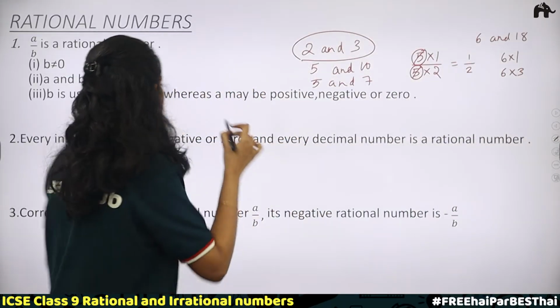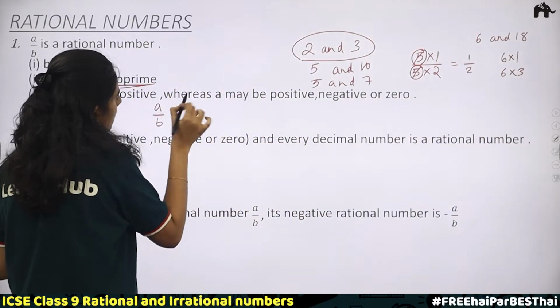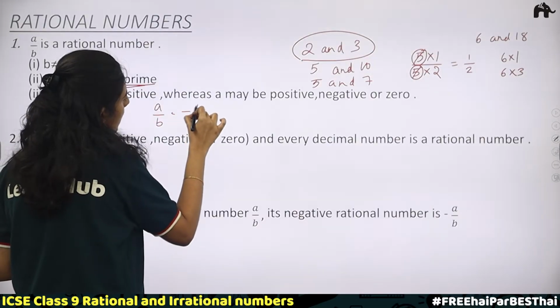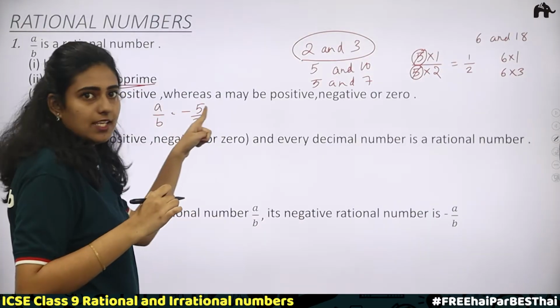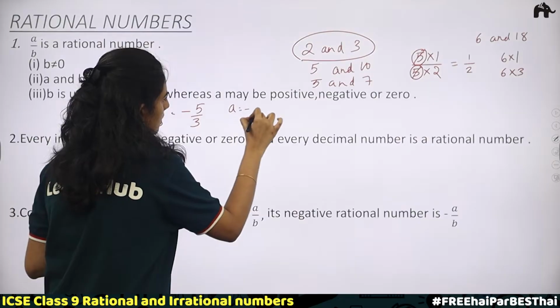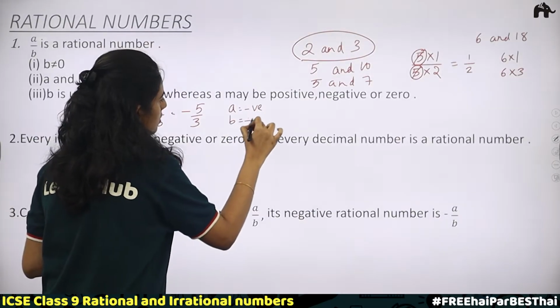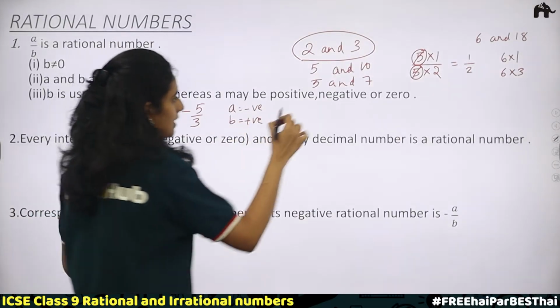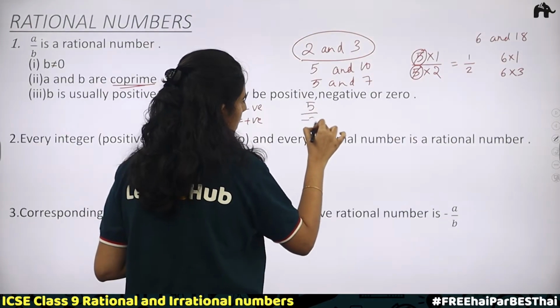So how do we get it? For example, A by B form. If you are taking minus 5 by 3, here A is negative and B is positive. If you take the reverse, that is 5 divided by minus 3.